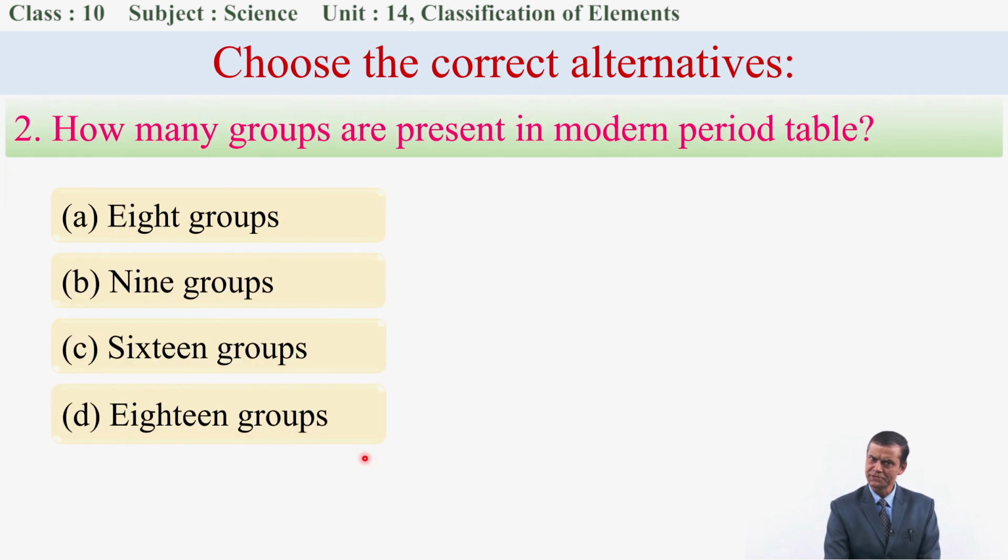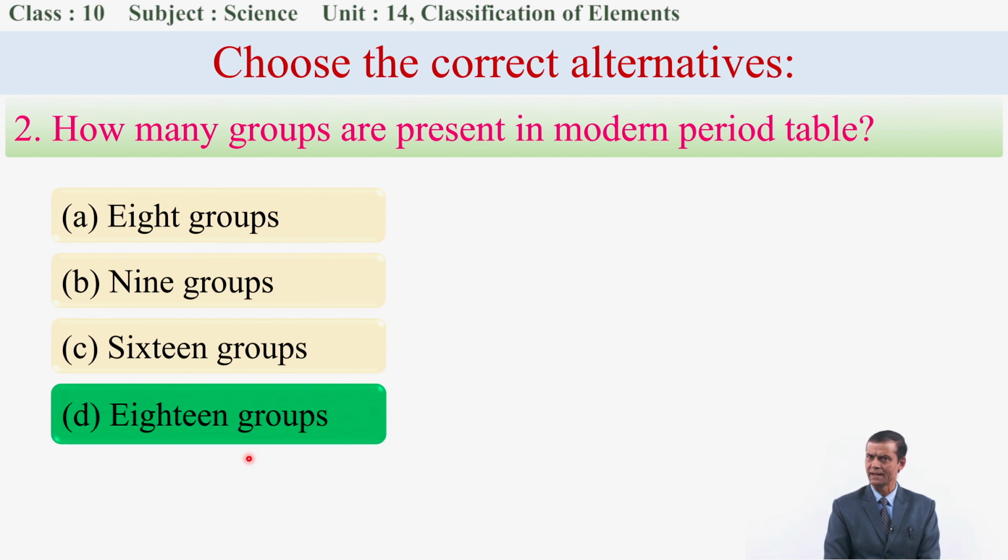Let's go to question number 2. Question number 2 is like this. How many groups are present in modern periodic table? Try to think carefully. We have just discussed, no? Yes, 8 groups, 9 groups, 16 groups or 18 groups. How many groups are there in modern periodic table? Sure, you have already known the answer. Let's check it. Yes, 18 groups. There are group 1 to group 18 in the modern periodic table.